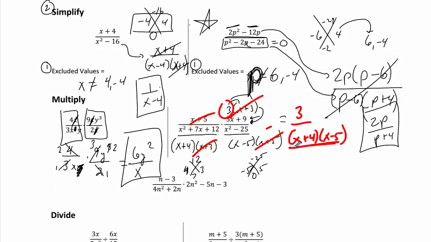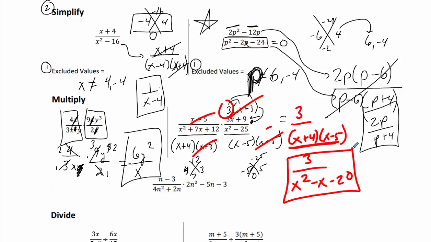One of two ways. You could either multiply this together using a box, or you could leave it like this. That is okay as well. Either one of those answers is okay. If you did it the other way, then you would get 3 over x squared minus x minus 20. So both of these would be answers, and that's okay.